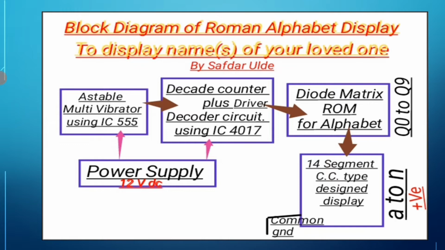The outputs of 4017, Q0 to Q9, are given to transistors. That output is connected to the diode matrix ROM. And obviously for operation of all this you require a 12 volt DC supply. For that you can construct your own 12 volt DC supply with 1 ampere capacity, or you can purchase a ready-made 12 volt DC supply.